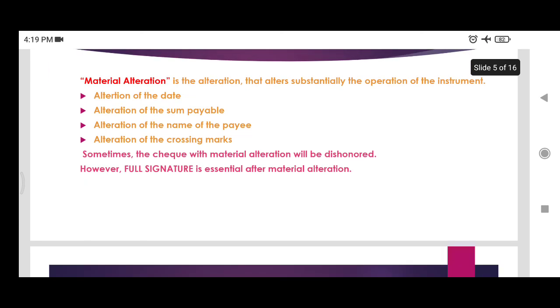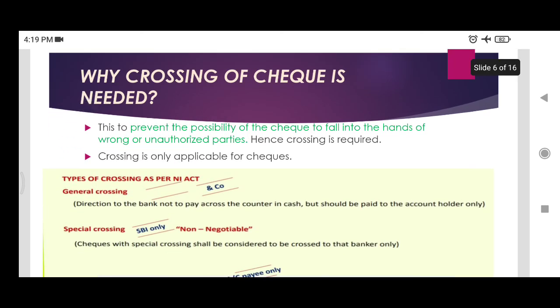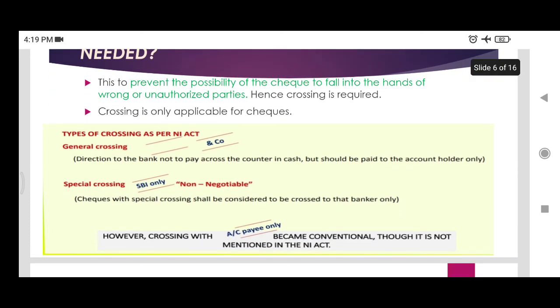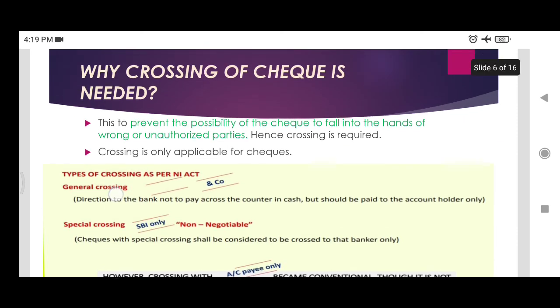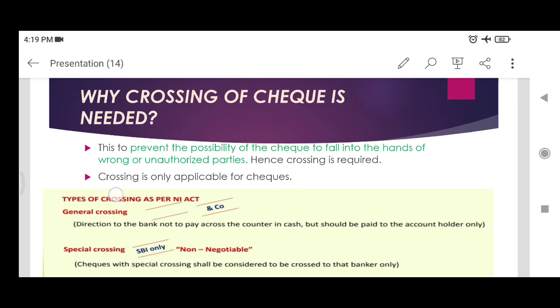I hope you understood what is the material alteration. Why is crossing of the checks needed? On the left-hand side we used to cross by specifying the company or the bank name or the payee only, because the crossing is necessary to prevent unhealthy material alteration. Under the Negotiable Instruments Act, whoever is the holder, whoever is the bearer, you have to honor the check, isn't it? To prevent these kinds of frauds, the crossing of the check is needed. I hope you understood why the crossing of the check is needed.